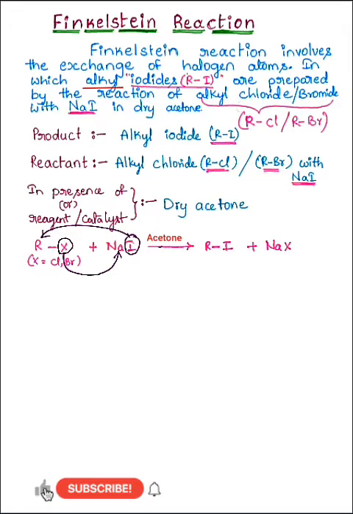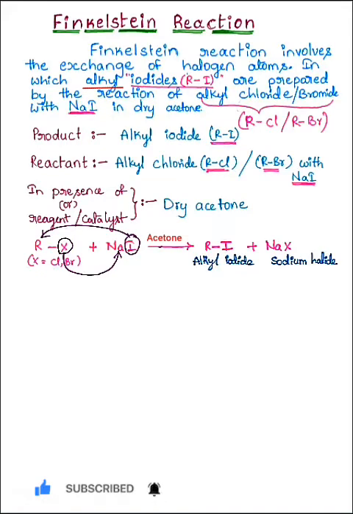So this is a very simple and easy equation. Just an exchange of halogens takes place in this reaction. By that exchange, alkyl iodide is formed as the main product in the presence of acetone, and sodium halide is formed as a byproduct. So that's it about this reaction.